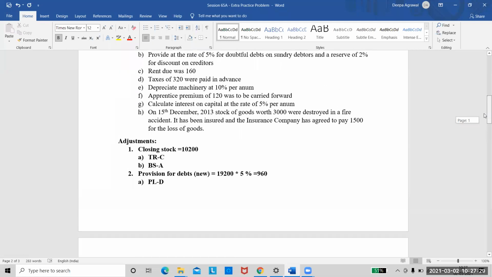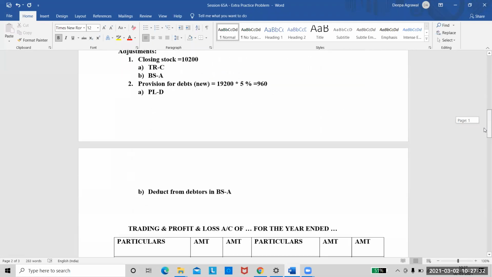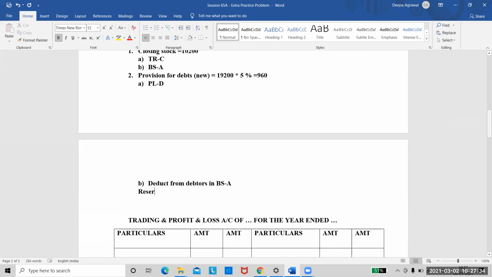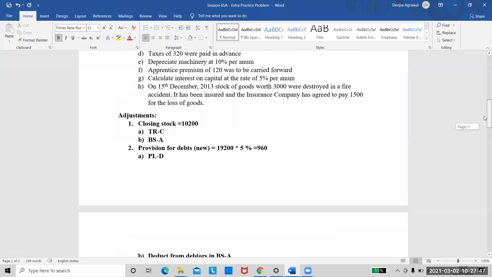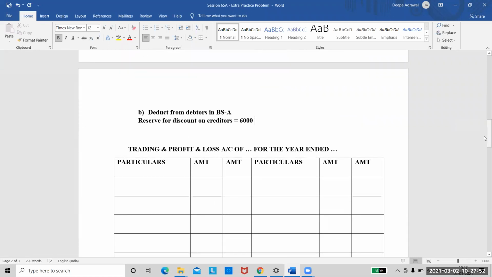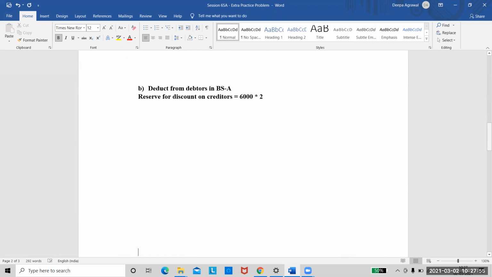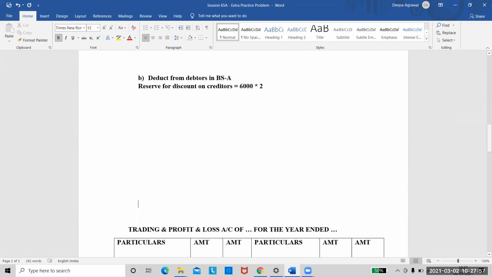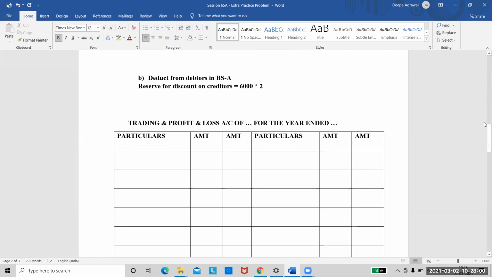Now look at the next transaction in the same adjustment. What did he say? Reserve for discount on creditors. Tell me the amount of creditors quickly. How much is creditors? 6,000. And the reserve is how much? It is 2%. So calculate 6,000 into 2%. It comes to 120.